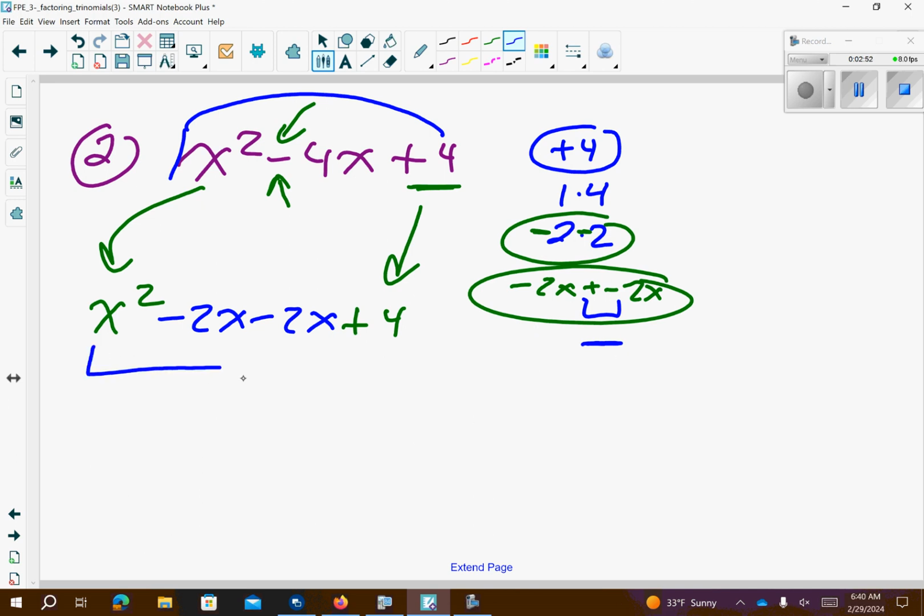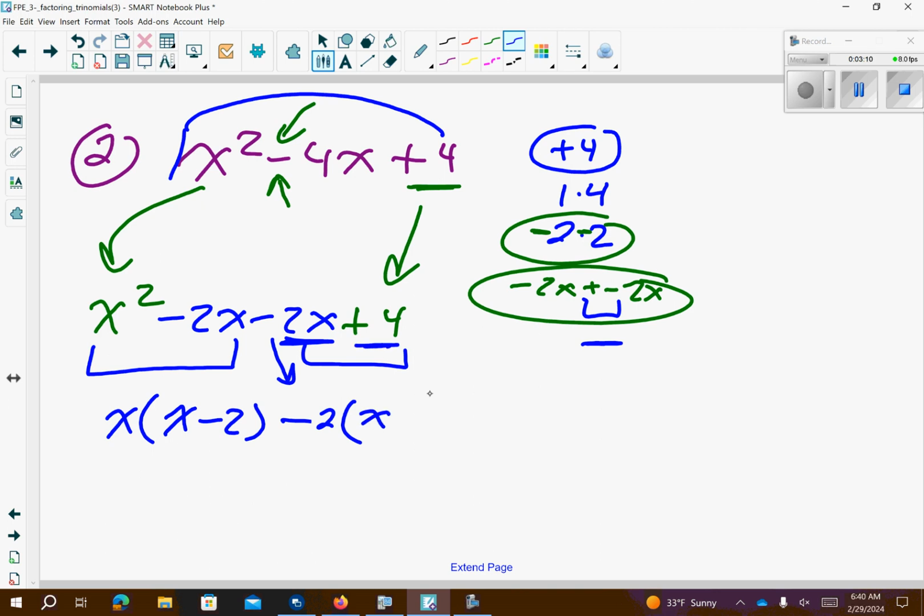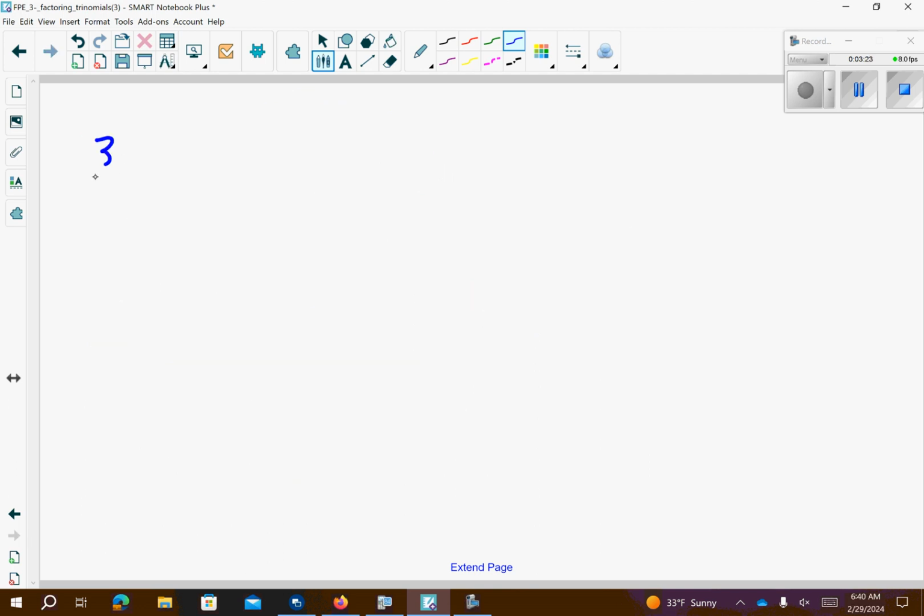I'm going to look at my first two terms. I have an x in common. That's going to give me an x minus 2. Remember, the middle sign comes down, which means I'm factoring a negative out. So I can factor a negative 2 out of both. If I factor a negative 2 out of this, I'm going to be left with positive x. If I factor a negative 2 out of here, I'm left with negative 2. Take a look at the answer. Isn't it the exact same two binomials? That's pretty cool.